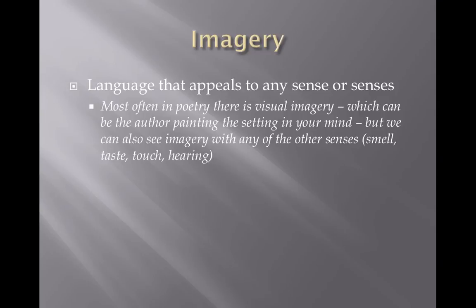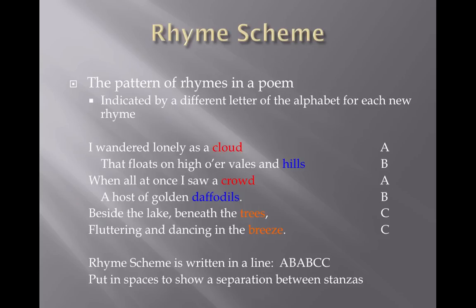We can get smells, we can get taste with food, actually what something feels like or what something sounds like. So all of the senses play into imagery, but we most often see visual imagery. And then rhyme scheme. I'm hoping that you've covered rhyme scheme in the past, but just in case you haven't, we want to indicate the rhyme scheme with different letters of the alphabet for each new rhyme. So we're looking for the things that rhyme.